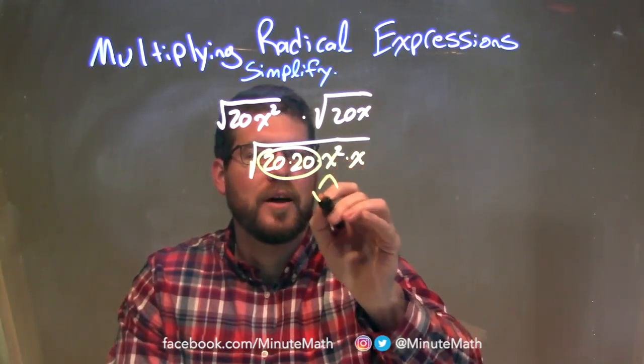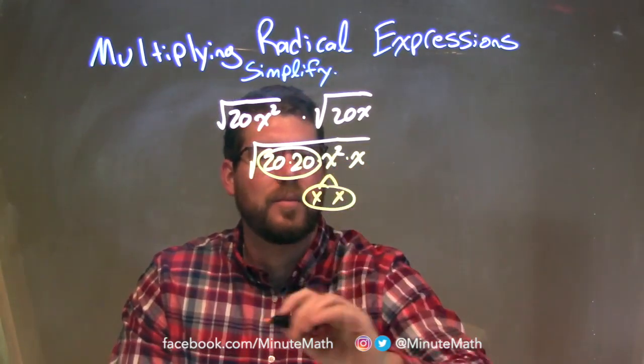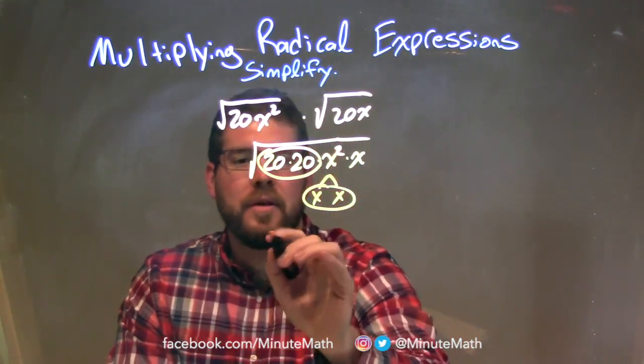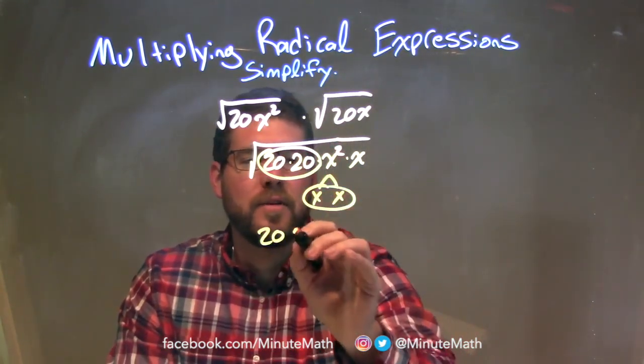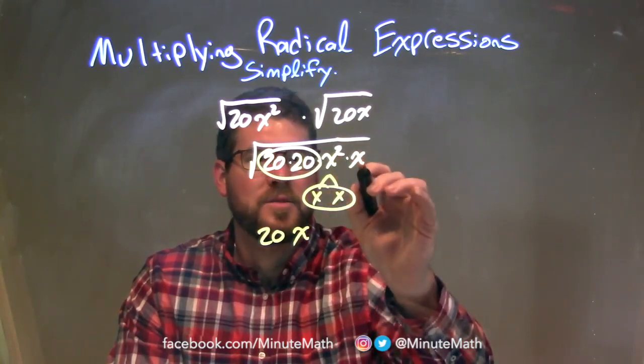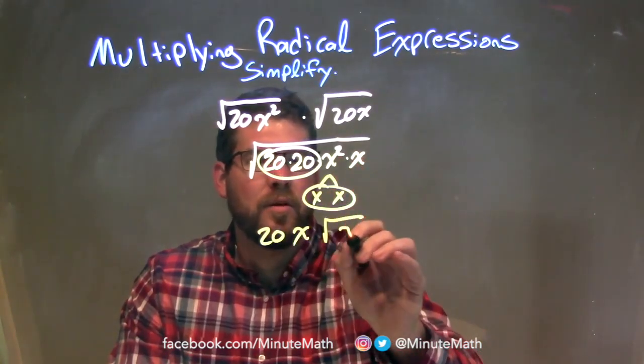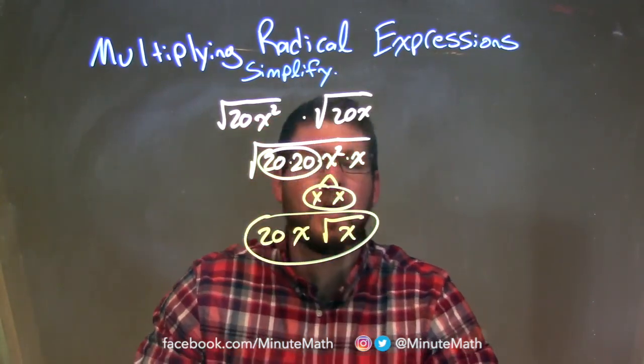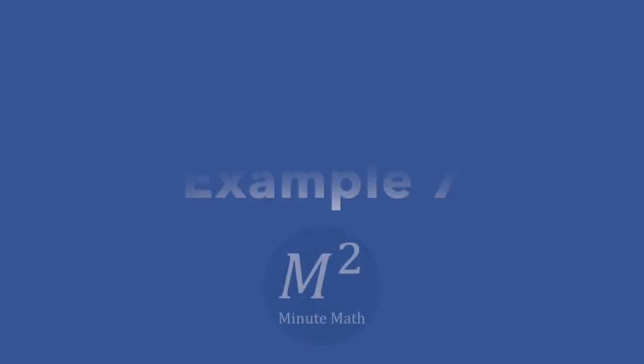X squared breaks down to be x times x. There's a pair, and that one x is just by itself. So each pair represents a single on the outside. There's 20 on the outside. There's an x on the outside. Left with just this one x on the inside, square root of x, and there we go. Our final answer here is just 20x times the square root of x.